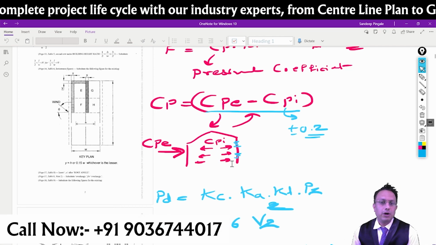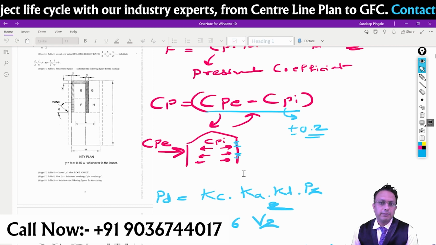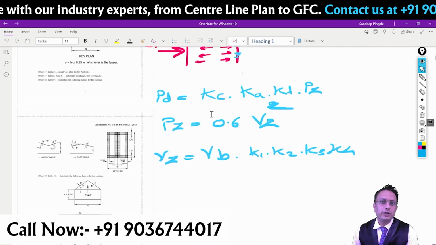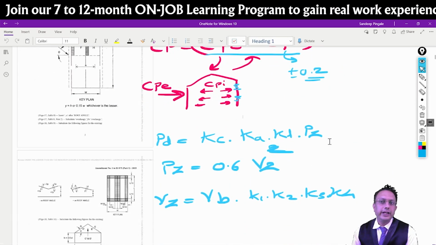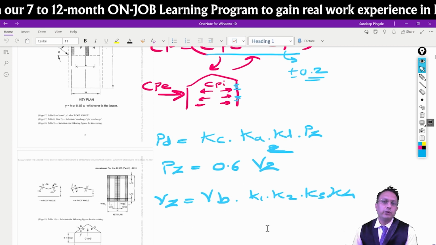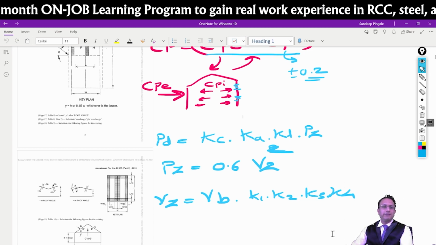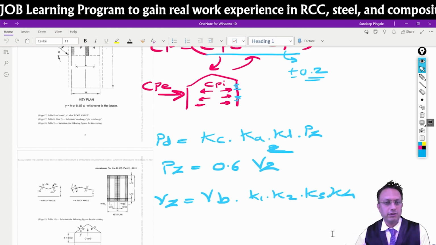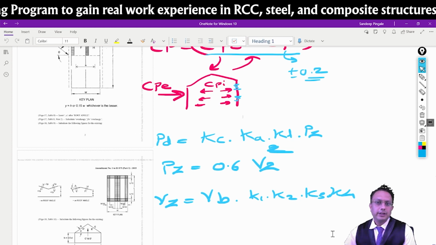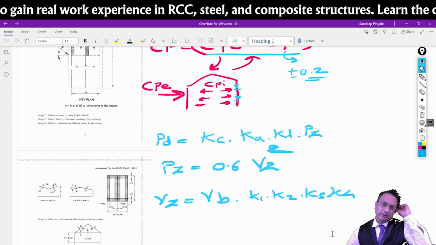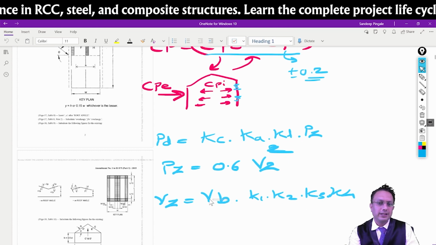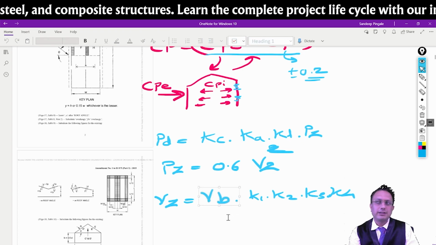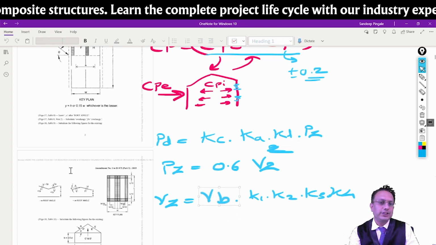Yeah. So after this, then you will see the other areas like Pd is equal to, what is the formula of the Pd? Kc into Ka into Kd into Pz. Pz is equal to 0.6 Vz square. Vz is equal to what? Vb into K1, K2, K3, K4. So yesterday we have seen what is K1, K2, K3, K4, all the parameters. Yes, sir. Right? Pz also we have seen. I think Vz also, this is the formula. Vb I don't think we require to see. Correct? Anybody needs Vb? This is the basic wind speed.